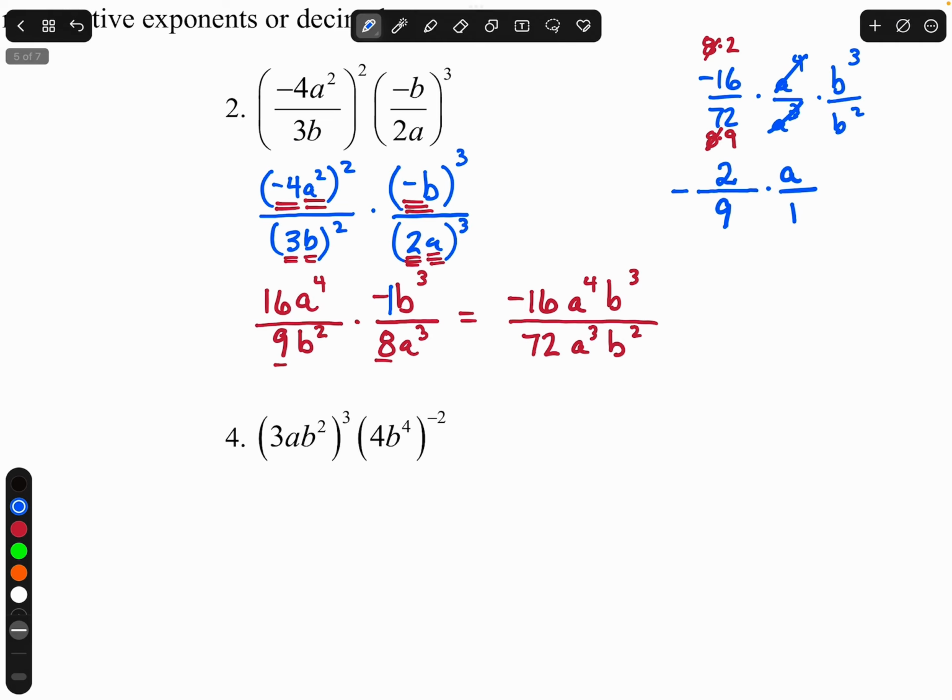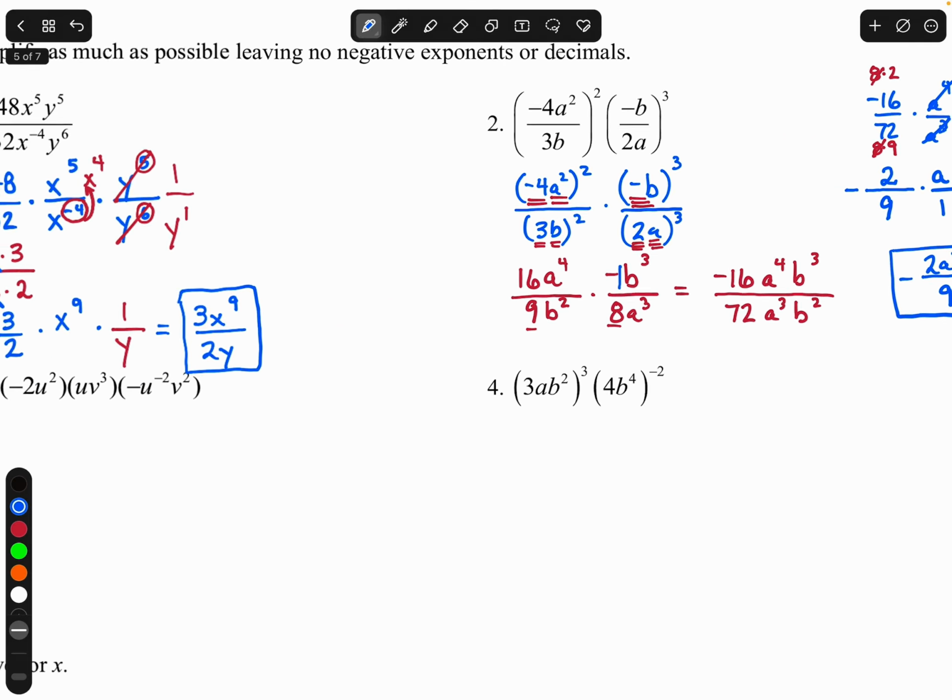And then our b to the 3rd over b squared is going to simplify to b. That would be over 1. So our answer, we're going to have a negative 2ab over 9. And if you put your negative up there with the 2, that's fine, or if you put it in the bottom with the 9, we just need one negative.